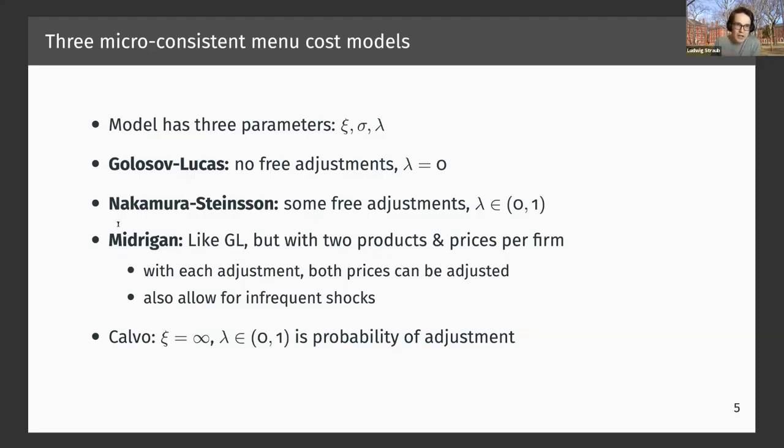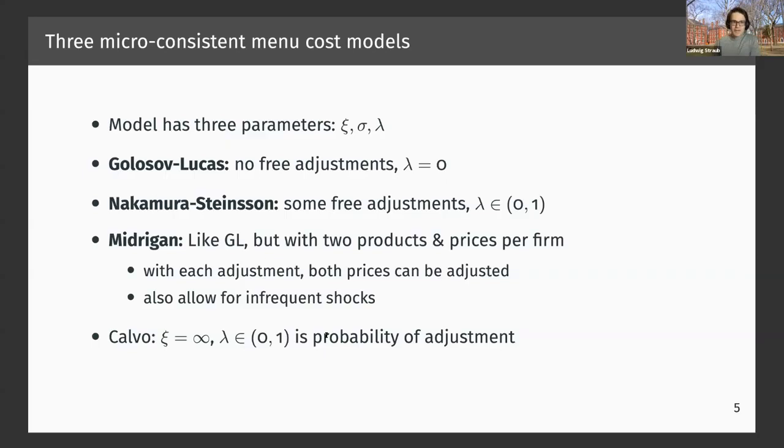And the Midrigan model would be a small extension of the model that I outlined, where basically we have an additional product that you can also adjust whenever you adjust the first one, and there's infrequent shocks in that model as well. The Calvo model is obviously also nested. It's a very specific special case where the menu cost part is sort of assumed away, where the menu cost itself is infinite, and so you can only adjust to get hit by this free adjustment shock.